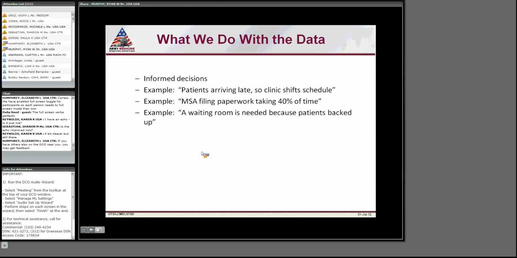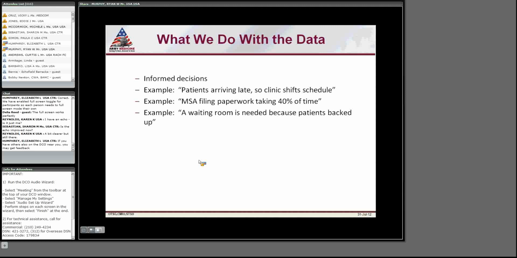This is one of those things that we can do for the clinics. They're not willing to sit down and analyze this data. They're not willing to sit down and observe their own MSAs and collect this data. So we can provide this for them, and it really helps them out, and it helps us make informed decisions. It also drives the training and the workflow.